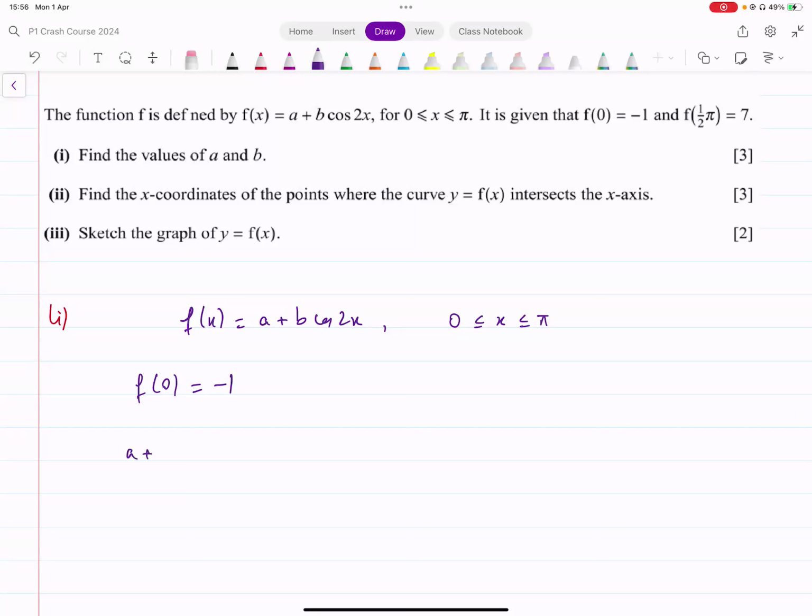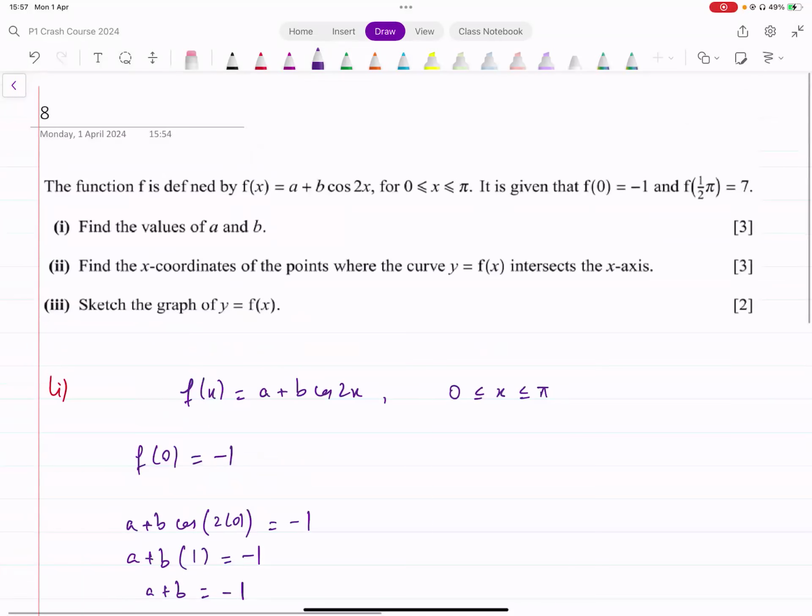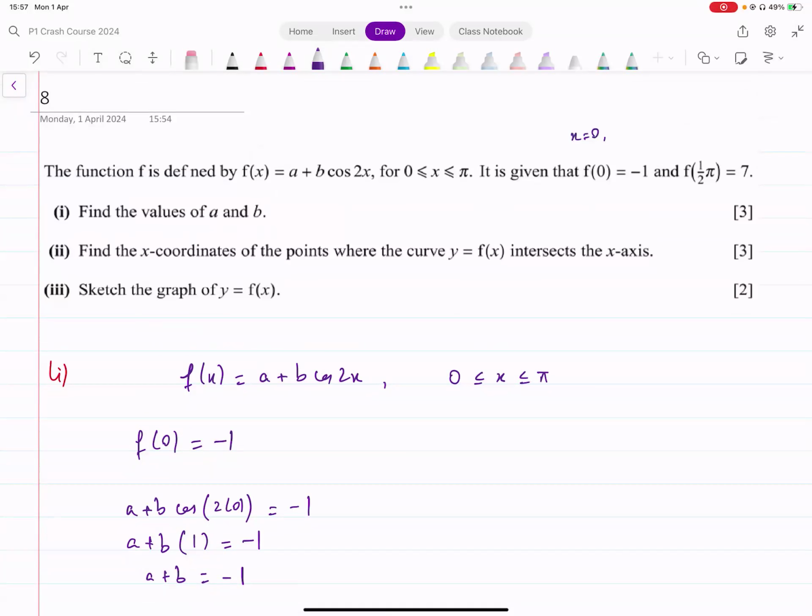So you have a plus b into cos of 2 times 0, that's 0, equals -1. That's one equation that you have. Now that becomes a plus b into cos of 0. What's cos of 0? Cos of 0 is 1. So you have one equation, a plus b equal to -1. All I've done is input this point in the function. So f of 0 equals -1 basically means when x is equal to 0, y is equal to -1. f of pi over 2 equals 7 means when x equals pi over 2, y equals 7.